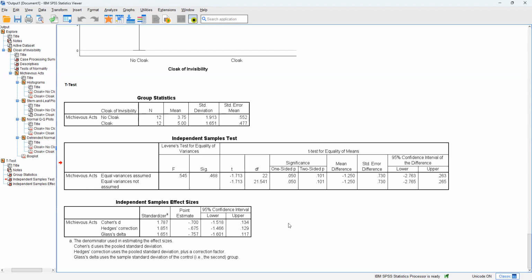So that supports my thought that if we had more data, perhaps the significance test would be significant, because that's a fairly large effect size. But when you have a small sample size, it's hard to obtain significance. So that is that for the independent sample t-test.